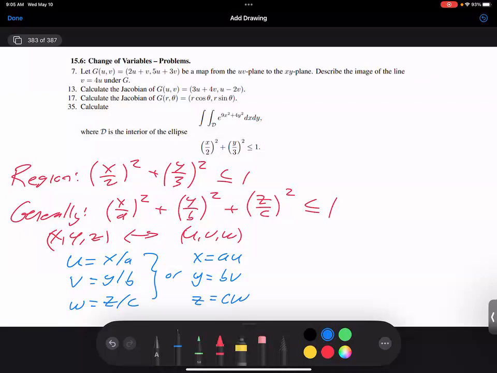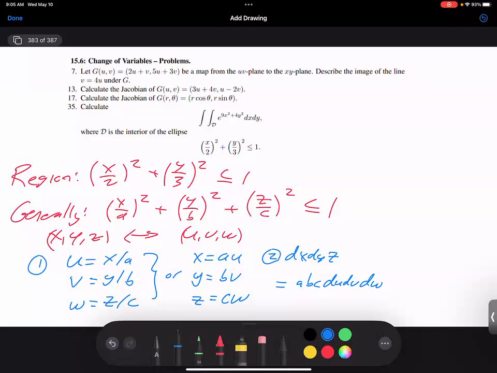That's one of the pieces we need. The next is we need to figure out what dx dy dz goes to. Well, we can see that's just going to be a, b, c, du dv dw. If x is equal to au, then dx is going to be a times du. So the change in the volume element is going to be really nice. We're just doing a simple rescaling.